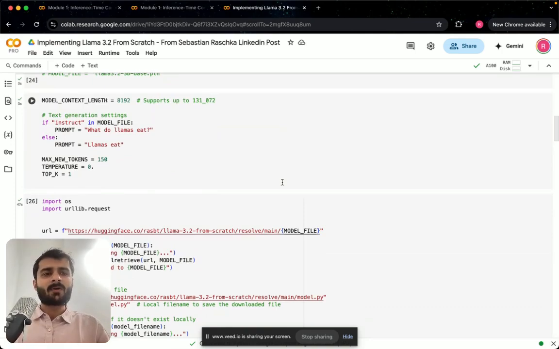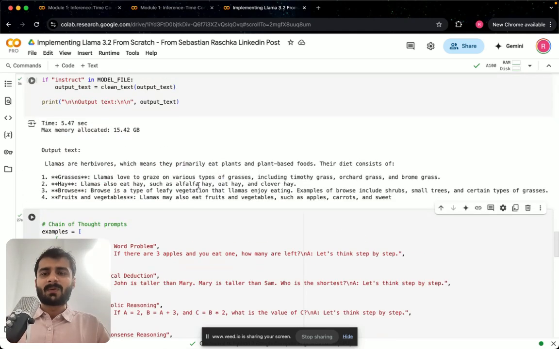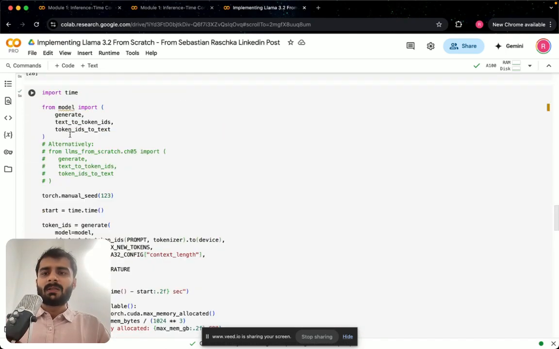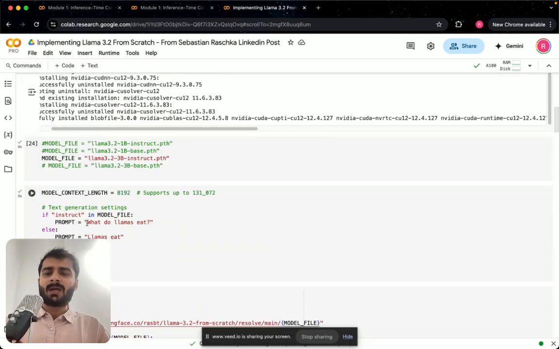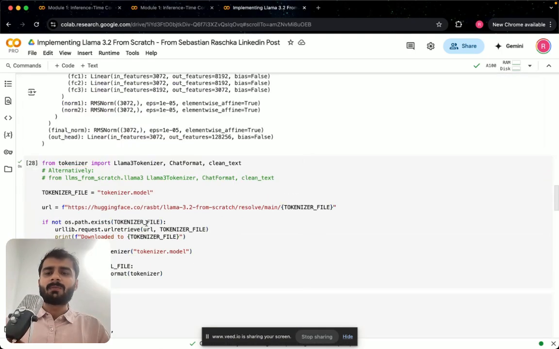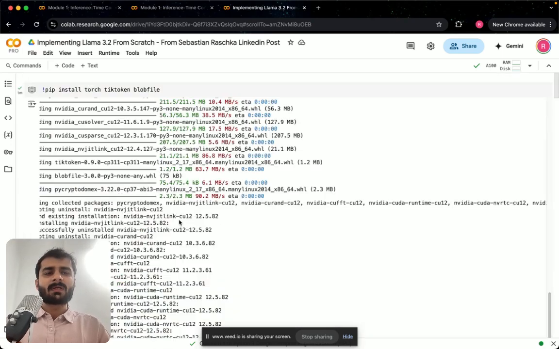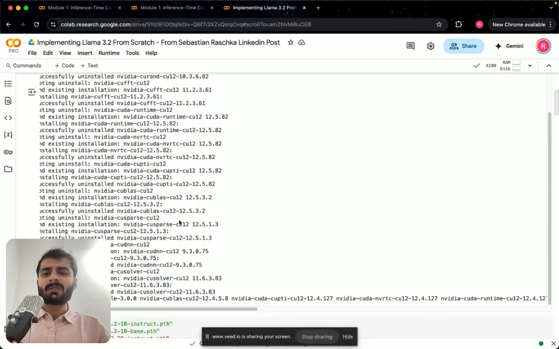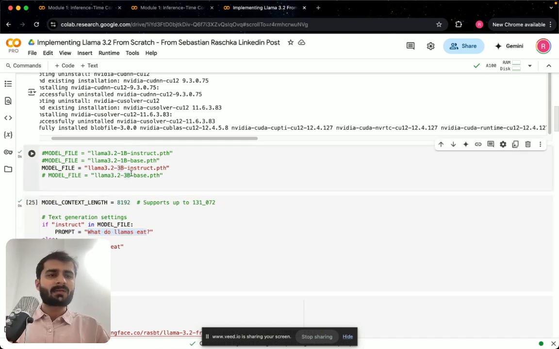Llama 3.2 is built from scratch, and I wanted to just experiment with it a little bit. So you can see here, the input is here: what do llamas eat? And the output is over here at the bottom. Llamas are herbivores, which means that... And this only works well for the 3 billion parameter model, I noticed. If you use the 1 billion parameter model, it doesn't work that well.